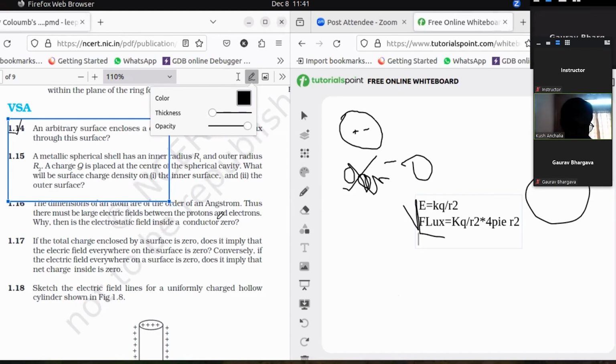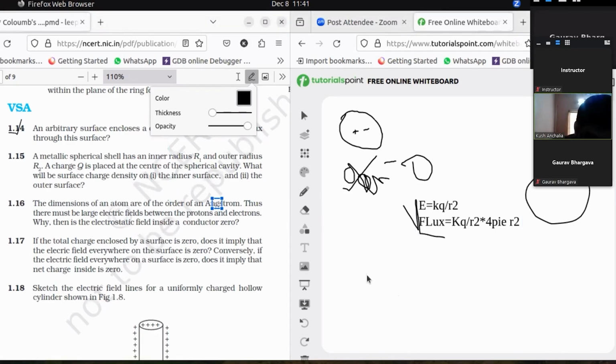The dimension of an atom is of the order of an angstrom, a naught, which is 10 to the power minus 10 meter. Thus there must be a large electric field between the protons and electrons. Why then is the electrostatic field inside a conductor zero? Because of the same thing, plus and minus. The dipole is there, net positive equals net negative. So that's why the electric flux is zero, and that's why the electric field inside a conductor is zero.